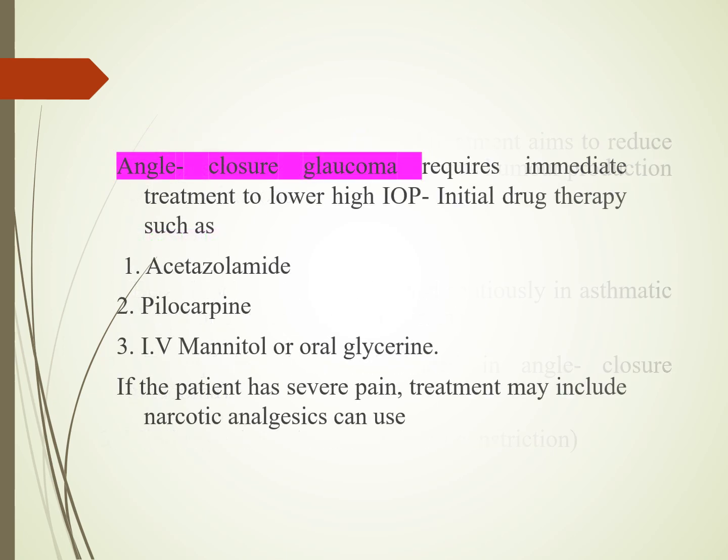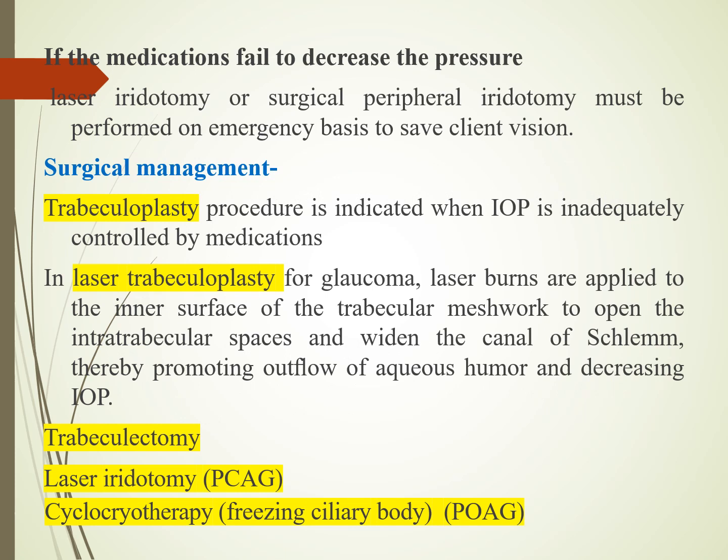Angle closure glaucoma requires immediate treatment to lower high intraocular pressure. Initial drug therapy such as acetazolamide, pilocarpine, IV mannitol or oral glycerin. If the patient has severe pain, narcotic analgesics can be used to decrease the pain. After the medication phase to decrease the pressure, laser iridotomy or surgical peripheral iridotomy must be performed on an emergency basis to save the client's vision. Surgical management, trabeculoplasty.